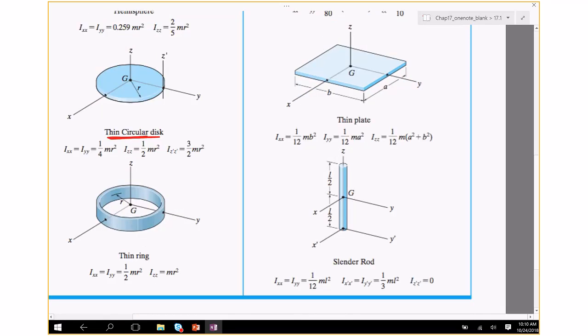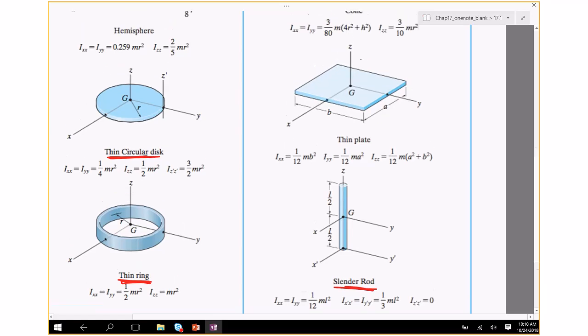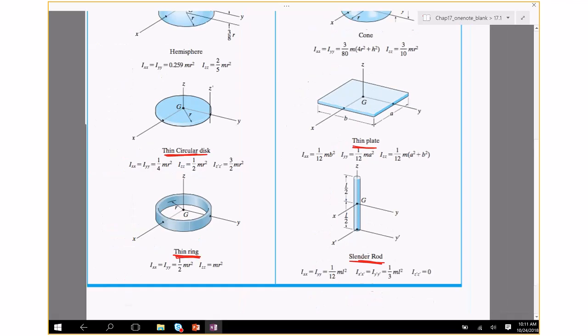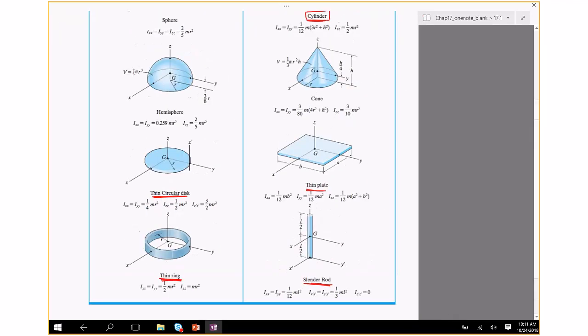A thin ring is important, and a slender rod is important. Again, you do not have to remember. Most of the time, we will always give you the formula. Don't remember those formulas. Okay, so that comes from that integral I talked about. You're not expected to know that. A few more things before we get started.